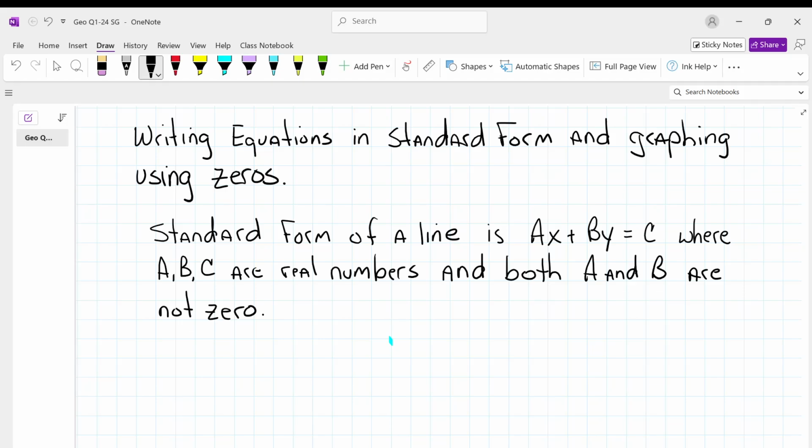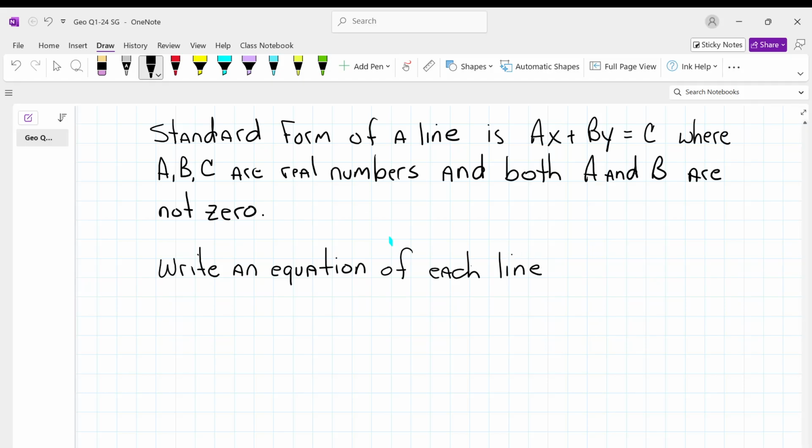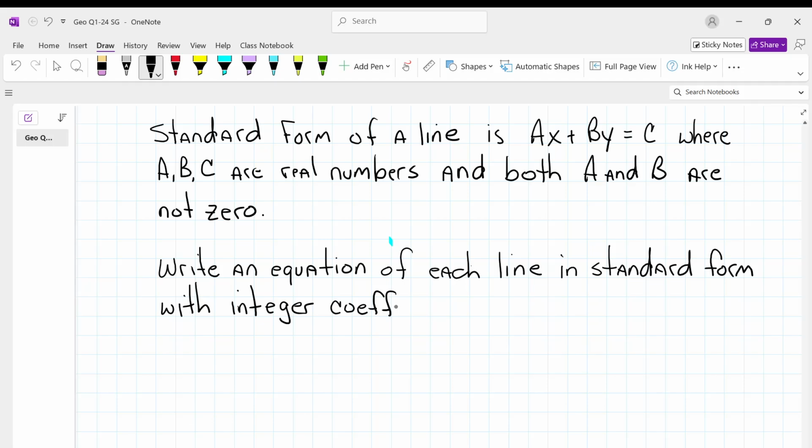All right, so in your practice today, the directions are going to say write an equation of each line in standard form with integer coefficients. And for simplicity, we're going to say no fractions or decimals.